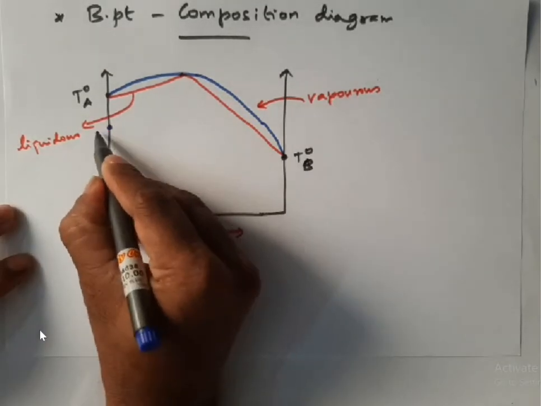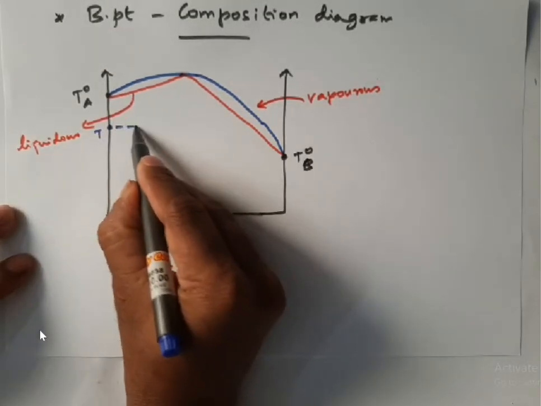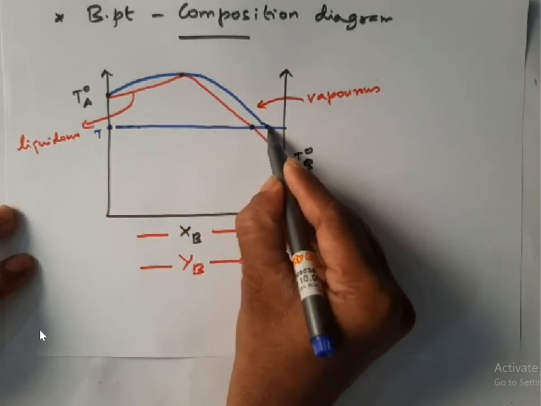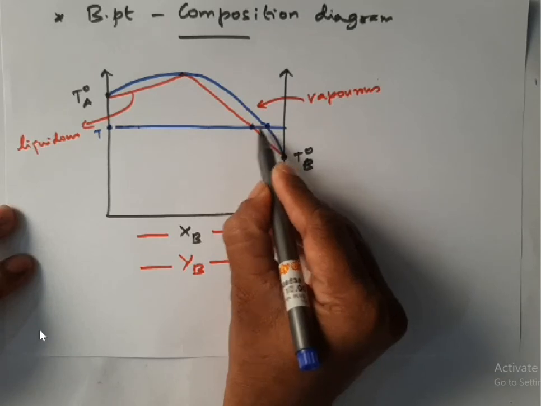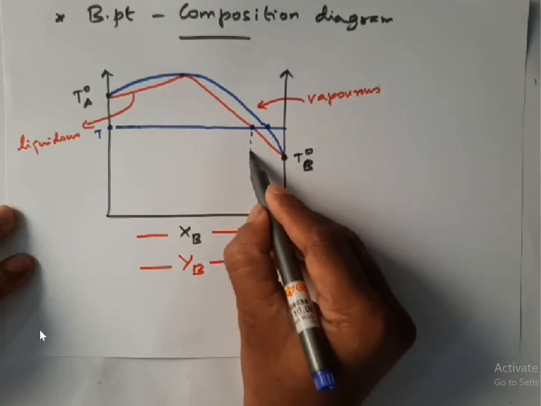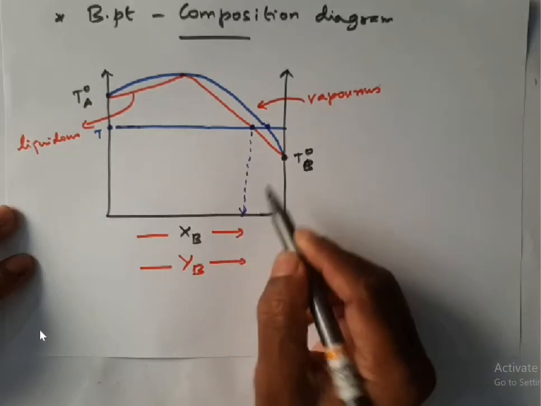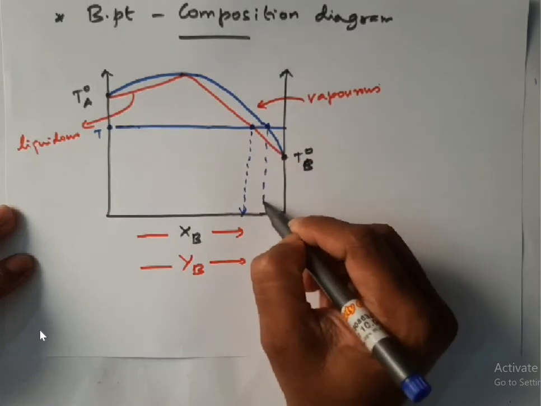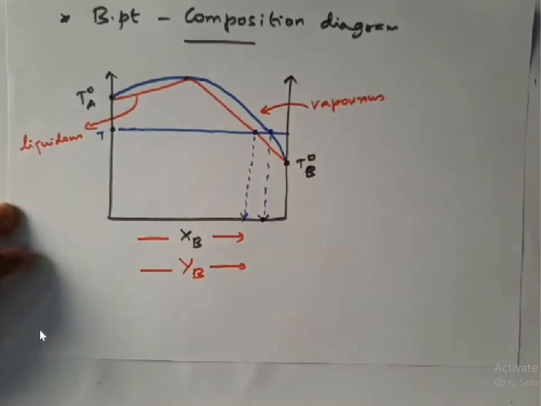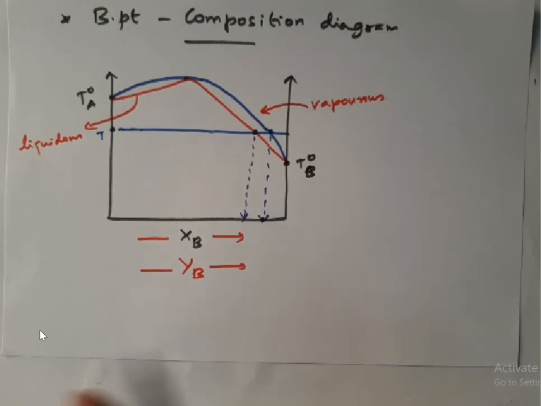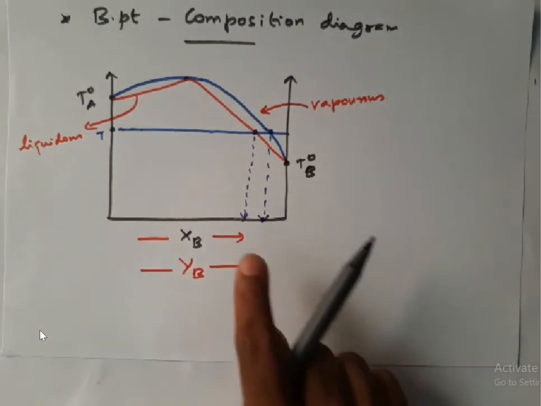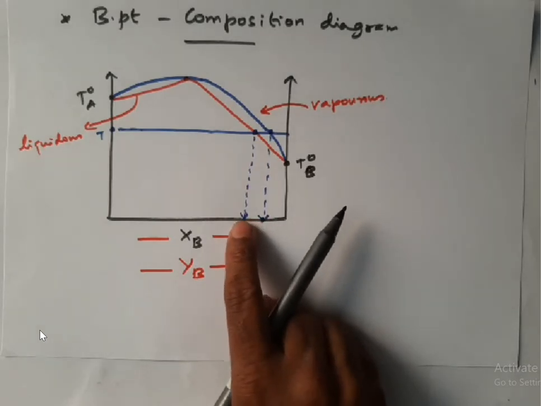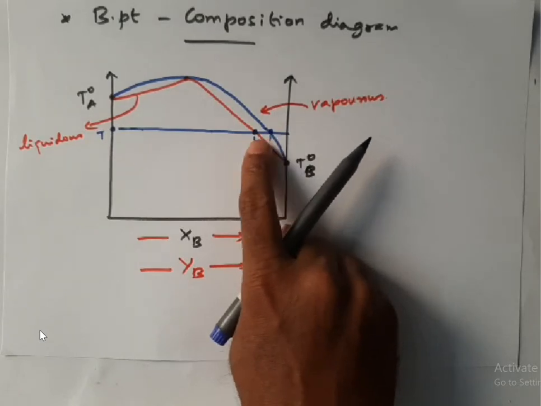Now the point that you have to note here is, if you take any boiling point, say for example some boiling point T, and you draw a straight line from this point, the straight line cuts the liquidous curve and the vaporous curve at different compositions, right? So here the mole fraction of B in the liquid state is different from the mole fraction of B in the vapor state. So if you take any boiling point, the composition in the liquid phase and the vapor phase are different.